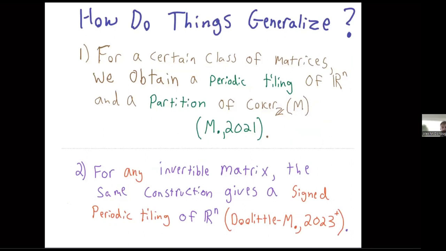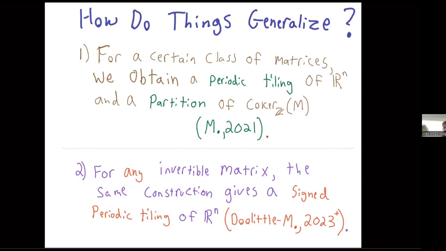And so this is as precise as I'm going to get here. It's certainly still quite vague, but the original version of the theorem that I presented a few years ago is that if we restrict to a special class of matrices, which I can describe pretty well, but I don't think there's going to be time to really talk about it, then we get a nice periodic tiling and a partition of the co-kernel. The new idea is if we take any invertible matrix, this same construction is going to give a signed periodic tiling of Rn.